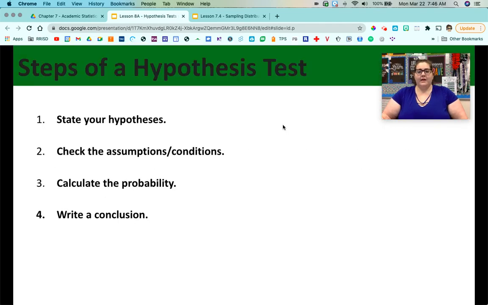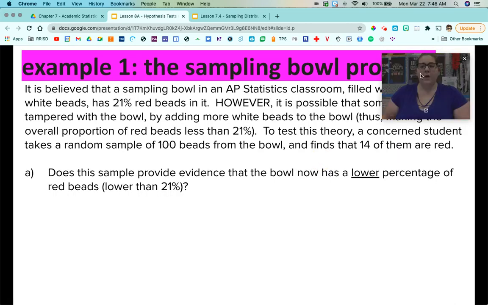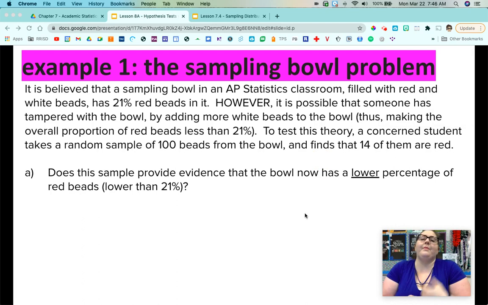As we talked about in class, our doubts could be about our initial assumption. Maybe our initial assumption about what was true about the population is off. Maybe it's one of our assumptions or conditions that we check that's slightly off, etc. So we're going to jump into a problem, and I'm going to talk through the steps of how we do a hypothesis test in the context of this problem.